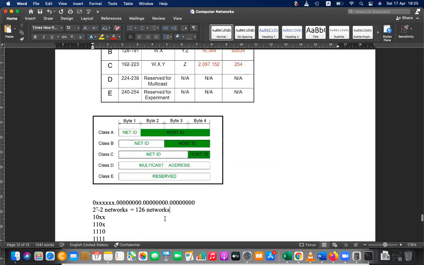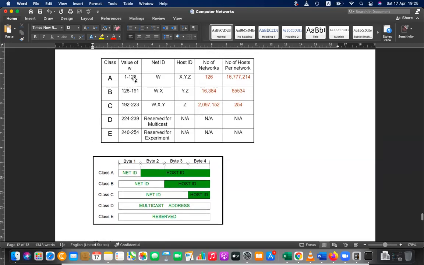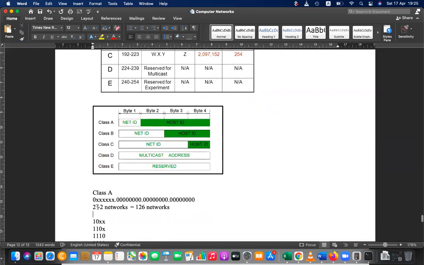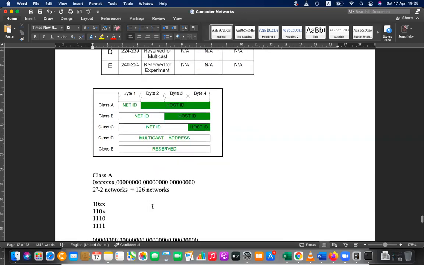And host IDs are also taken. How many bits for hosts in class A? Yes, 7 bits are reserved for the network. So 2 to the power 7 minus 2, 126 networks, because the first value is not going to be taken. This value you are going to keep reserved as 0. You are not going to fill this.